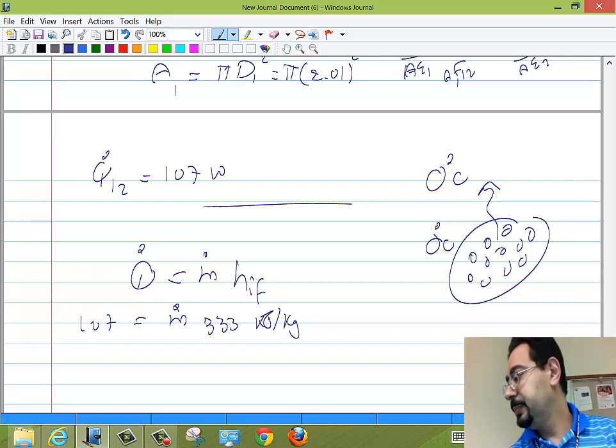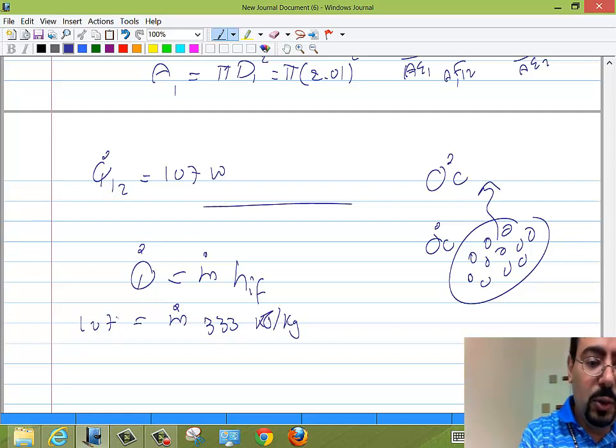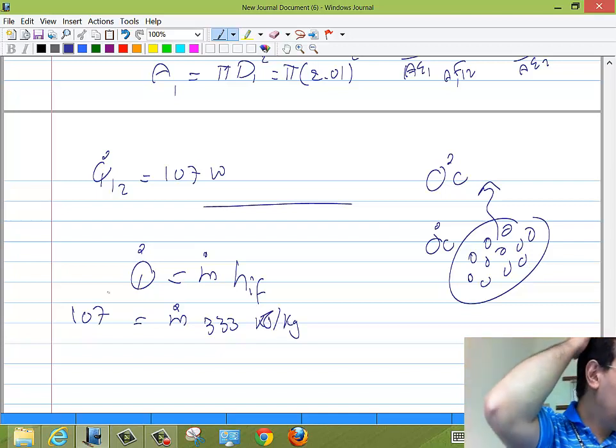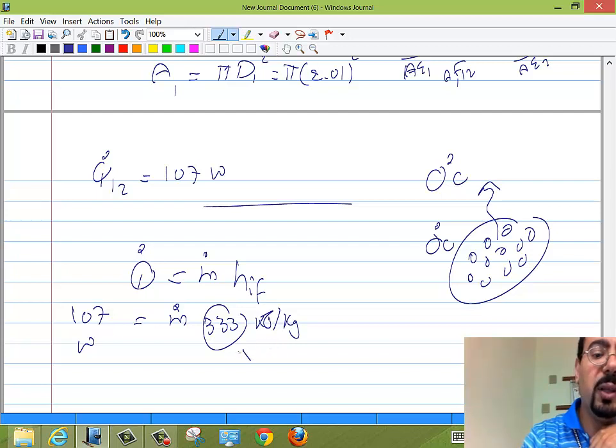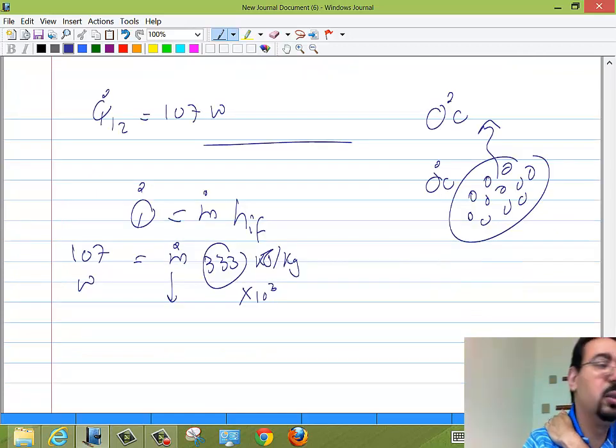Right, so 107 watts will give us the, so this is 107 watt and this is kilojoule per kilogram, so we actually need to multiply this by 10 to the power 3, so that it becomes joule per kilogram, and this will actually give us m dot. What's the unit of m dot? This would be kilogram per second, right?